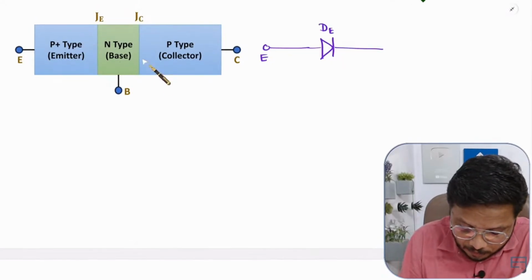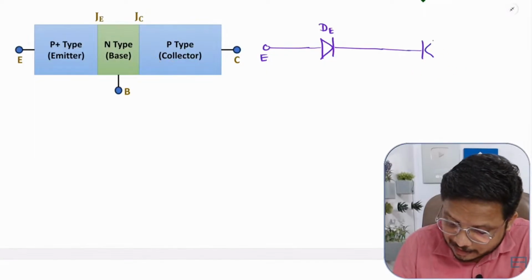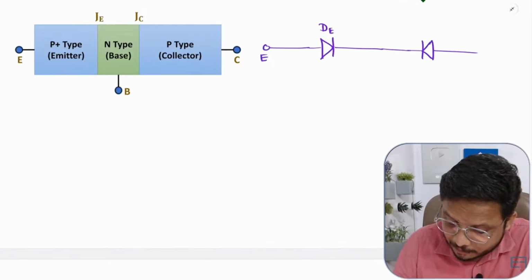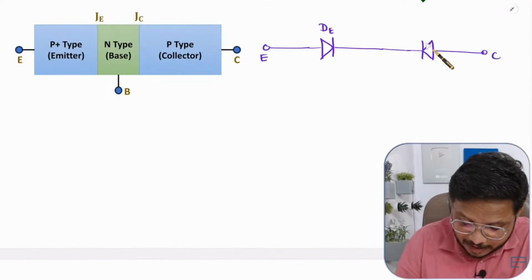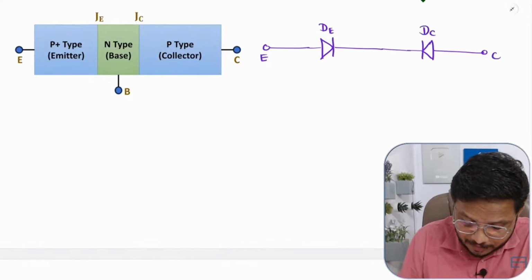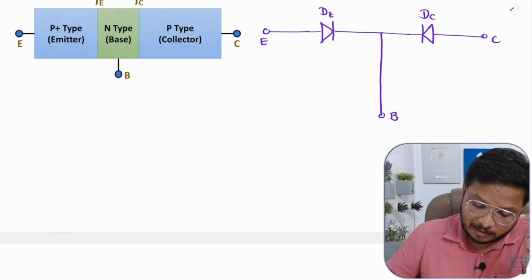And after this, here if you observe, we are having NP junction, that is base collector junction. So here another diode that one can draw, that is like this, as it is base collector junction as per NP. So NP means that is how diode will be there, and this is collector terminal. And name of this PN junction that will be as per JC. So I'm saying this is DC. And in between this, we are having base terminal. So let us plot base terminal here, right? So this is base terminal. So that is how equivalent circuit that we can draw.